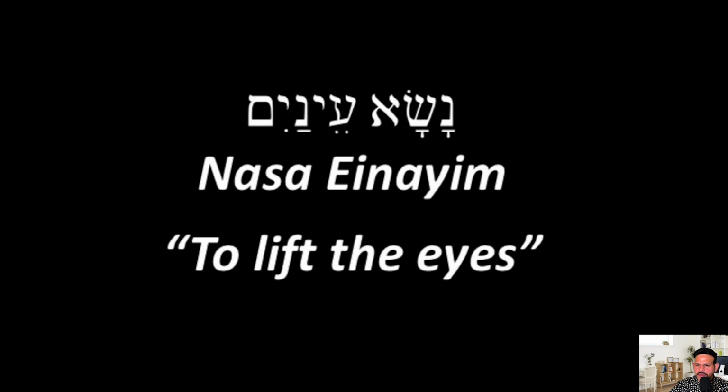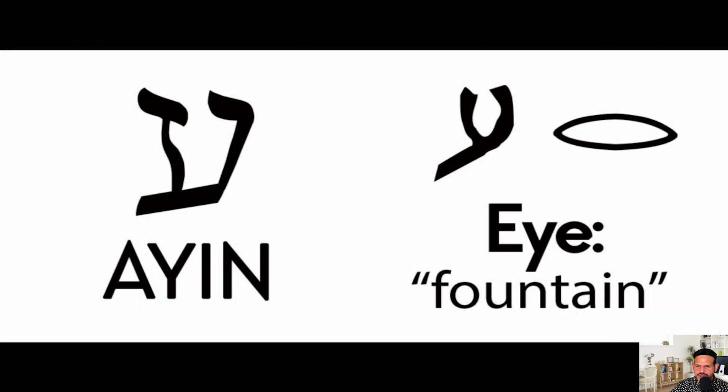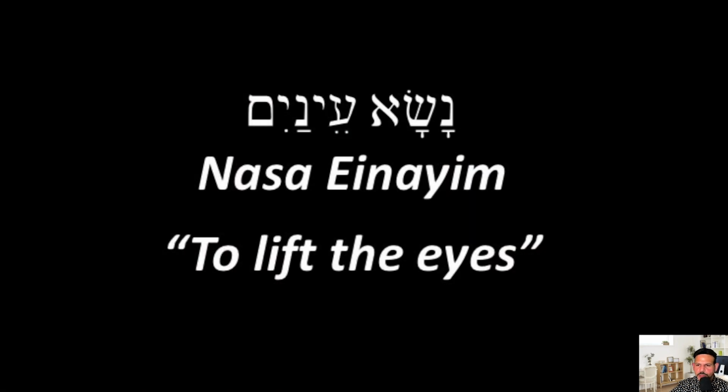We could say nasa enaim, to lift the eyes. The word for eyes here is like ein. Remember, the 16th letter of the Hebrew alphabet is ein, and the picture of the ein is actually an eye. So we take ein, and then it changes to enaim, plural, eyes. And this means to lift the eyes, nasa enaim.